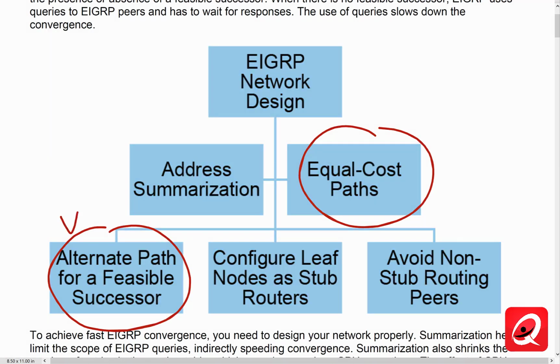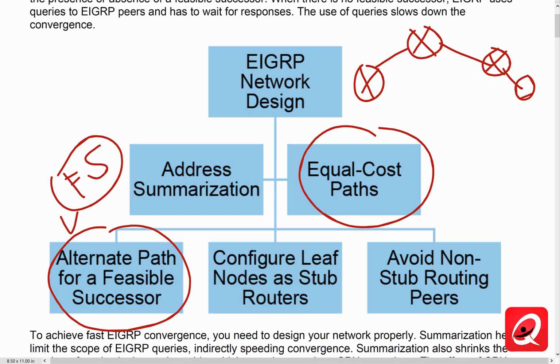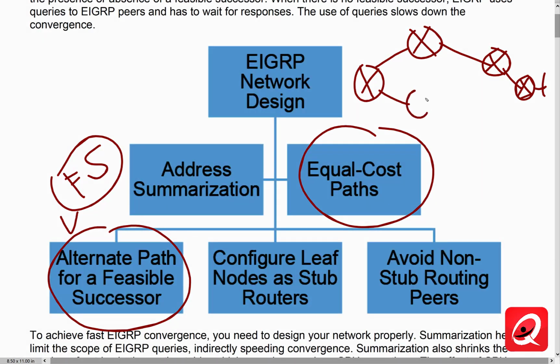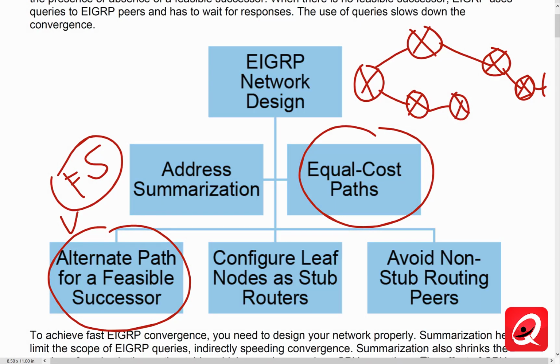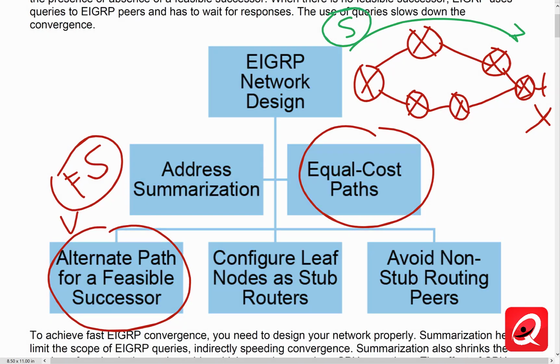This is really critical right here. Having a feasible successor, right? So, basic concept. I don't typically do this in this class, but I will go ahead and do a quick crash course in feasible successor calculations. So let's say that we have these two paths to reach network X. And let's say that the top path has been chosen as my successor path, okay? So that top path has been chosen as my successor path.